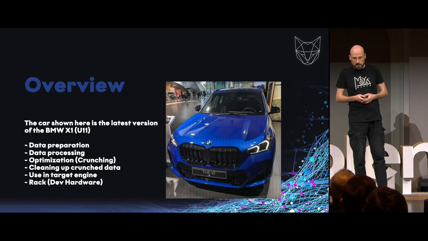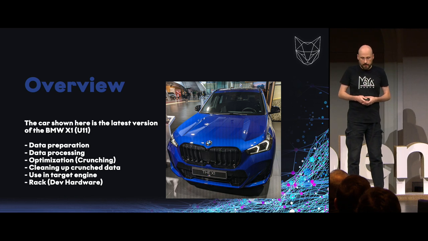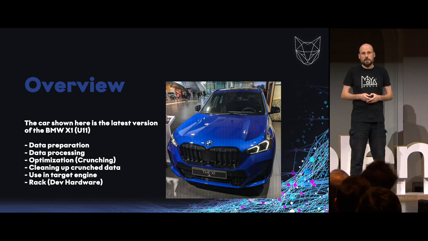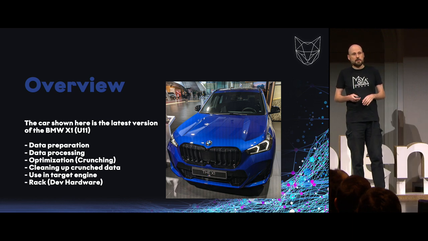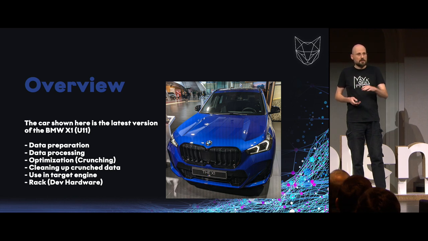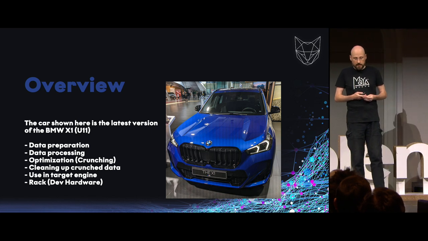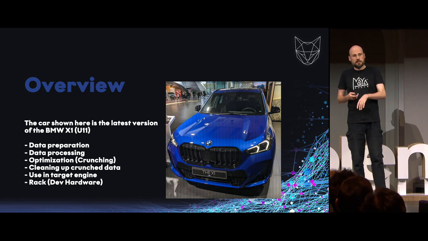So quick overview over what I will be talking about today. The car that I will show you is the latest version of the BMW X1, internally known as the U11. So if I say U11 or X1, it's the same car. It's just so ingrained in the internal designation that I often don't know the official one. So I will tell you about the data preparation, data processing, then the optimization of the car itself, then the cleanup, then how it's integrated into the engine, and then eventually on the dev hardware.